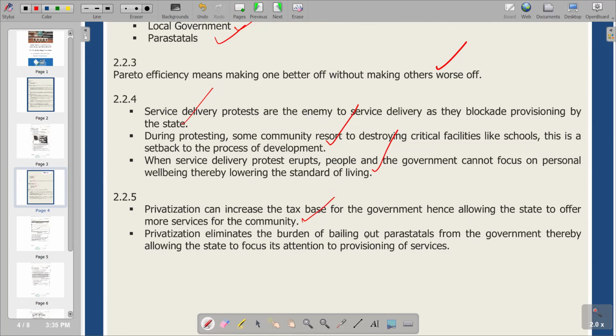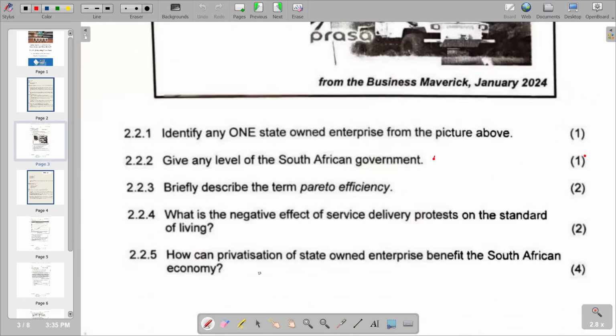is not obliged to assist those organizations as they have been privatized. So that becomes an advantage as they can now fully focus on attending to the provision of services, which is the core of the government. So basically, that's what we have on the second point. Then you go to the next question. We see that this is the last question that we have on this page, that is 2.2.5.